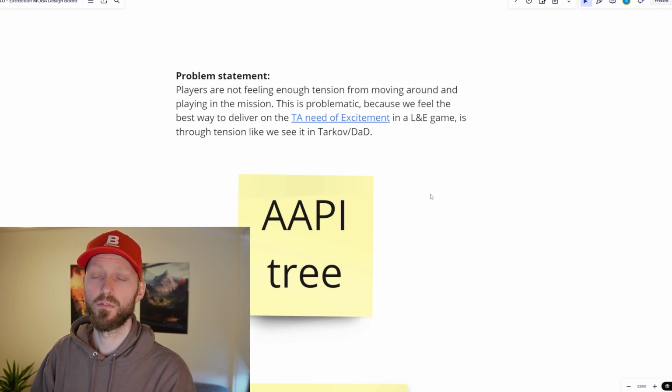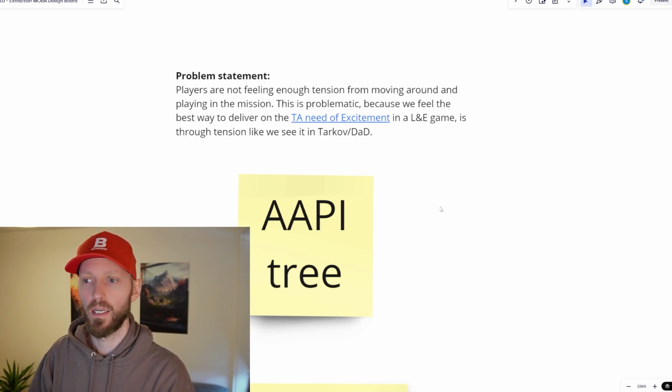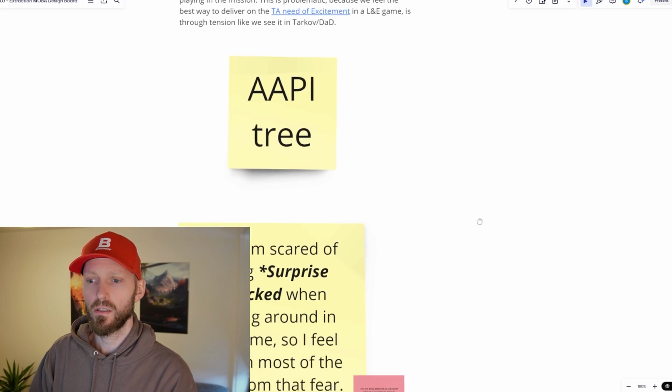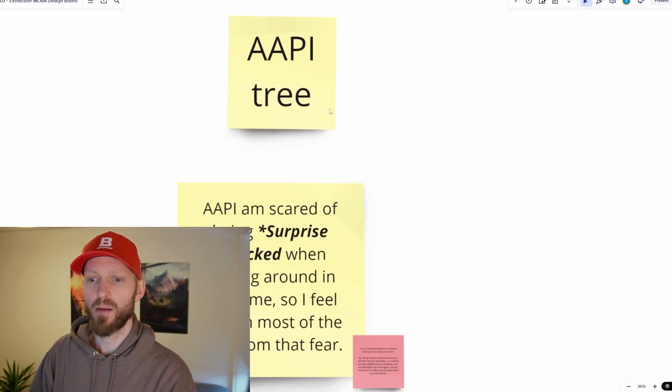It's good to spend a lot of time carving out your problem as precisely as possible, because this will reduce the risk that you are coming up with a solution for a problem that actually wasn't the problem because you didn't describe the problem clearly enough. So here basically the problem is that you are not feeling enough tension, and then we make hypotheses.